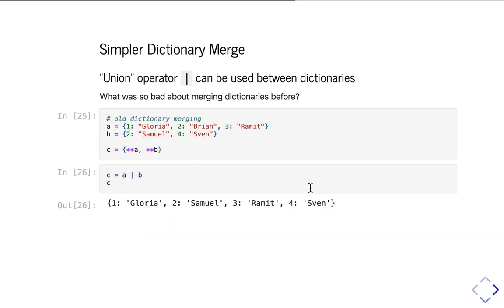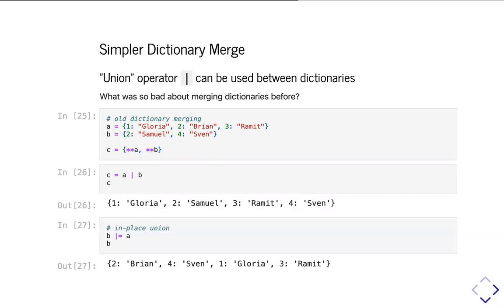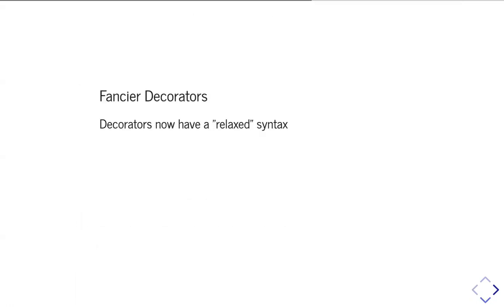But anyway, yes, this is the more convenient pipe, and that is beautiful because that was the old way and it was kind of ugly. And then there's this in place union, so you can make B equal to the merge of A and B. And that's how that makes me feel.